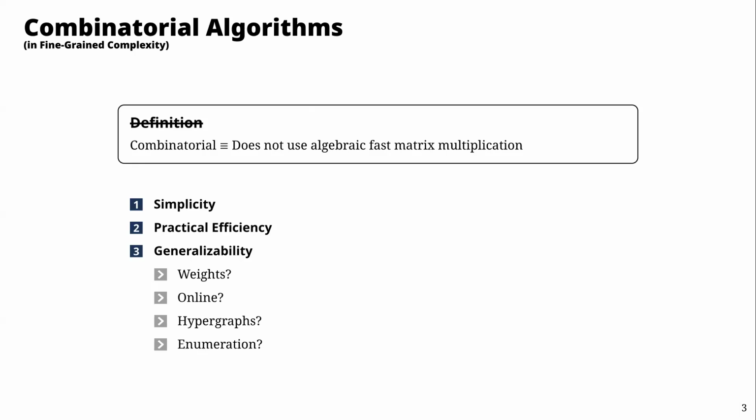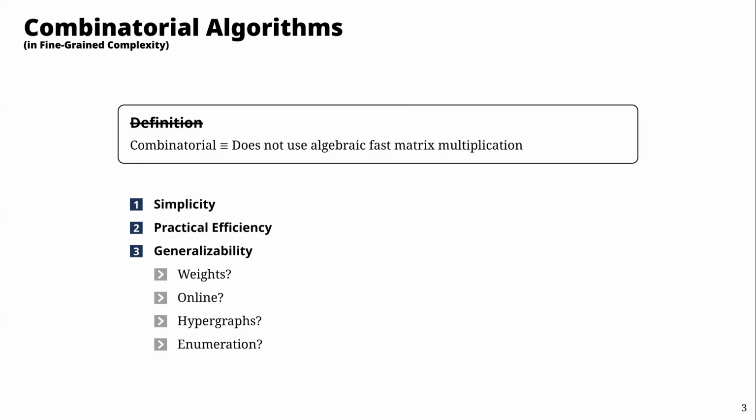But perhaps the most interesting point is generalizability. For many generalizations of triangle detection, matrix multiplication simply does not apply, or at least not in the sense that it would give a polynomial improvement. These generalizations could be in a weighted sense, in an online setting, for hypergraphs instead of graphs, or in order to enumerate triangles instead of merely detecting them. And the hope is that if we could somehow mimic the strength of algebraic algorithms with combinatorial ones, maybe we can further push them to also deal with one of these generalized variants.